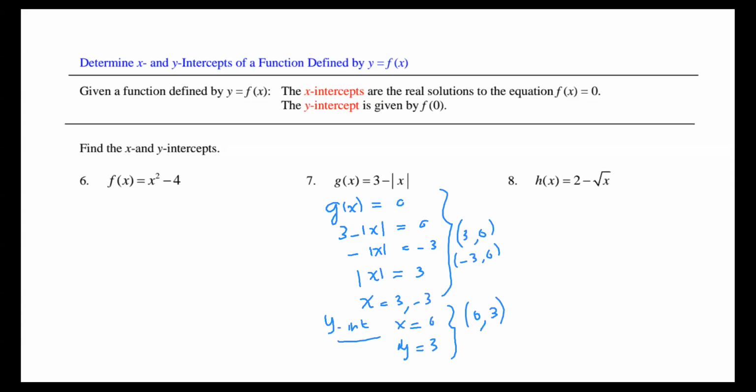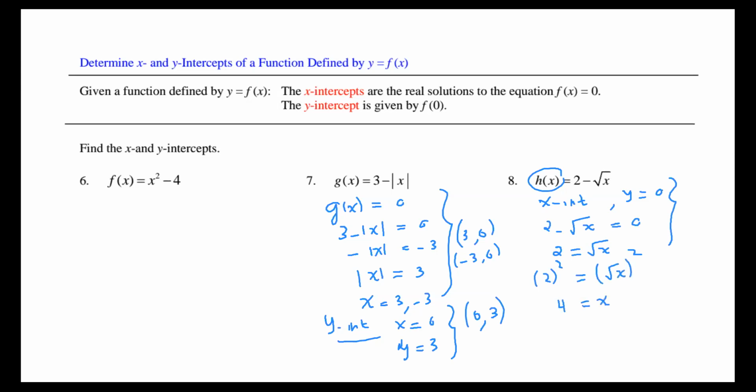And the last one, we have h of x. Let's find the x-intercept by making y equal to 0, but that means this h of x is 0. So 2 minus square root of x is going to be 0. When you move the 2 to the other side, or the square root of x, we get 2 equals square root of x. So we have to square both sides to get the x by itself. So we get x equals 4. So the x-intercept is (4, 0).